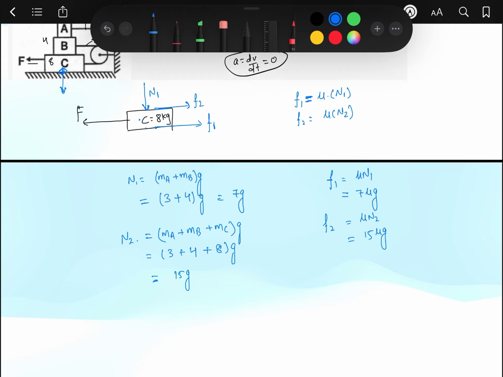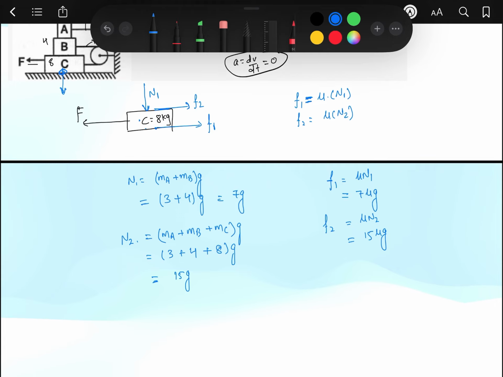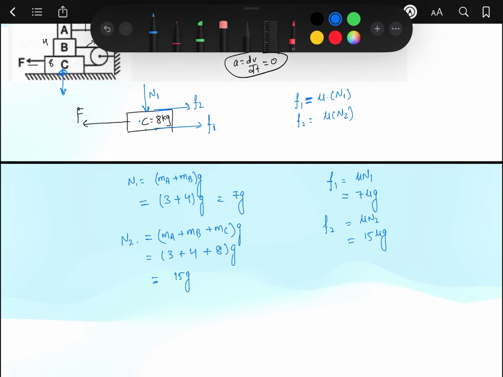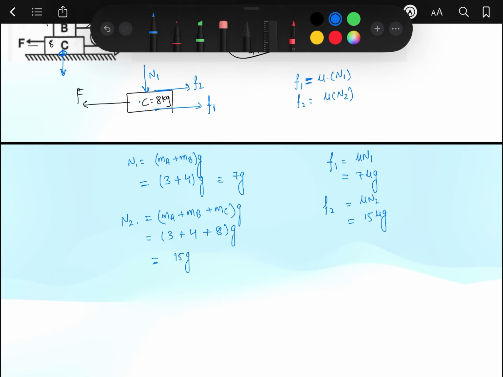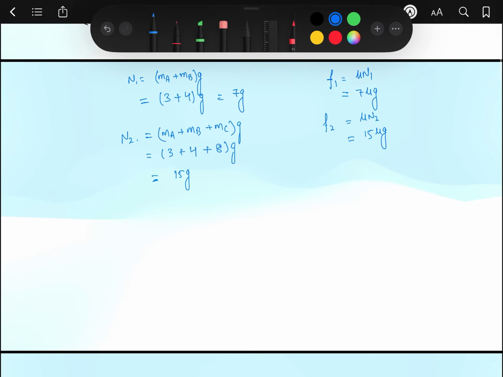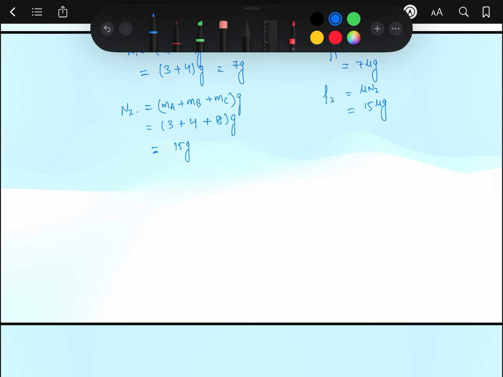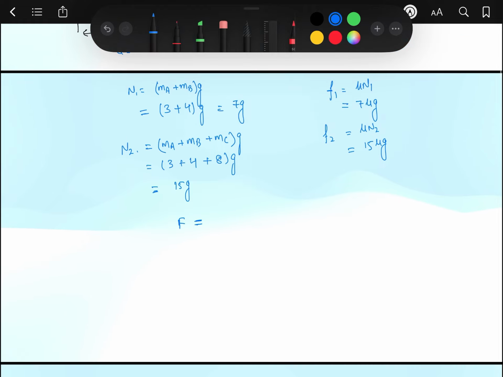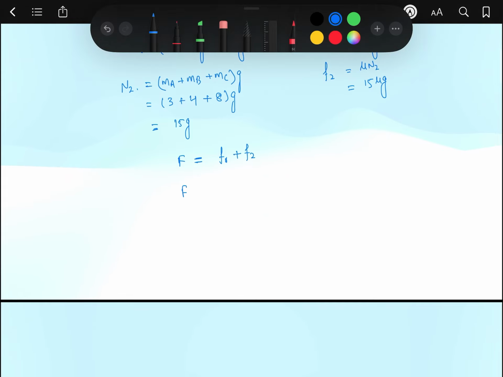So here I can write the equation of motion for this block C. Since its acceleration is equal to 0, the force in the rightward direction will be equal to the leftward force. The force in the leftward direction is F, and that will be balanced by these two frictional forces, F1 plus F2. So this F will be equal to what?